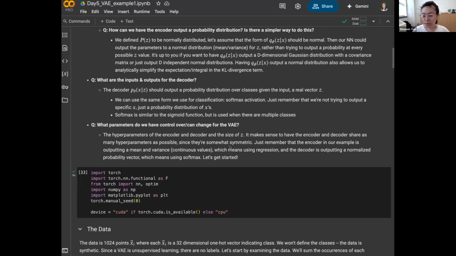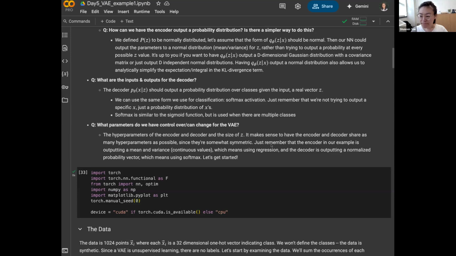Then we should also think about what kind of parameters we actually have control over in this VAE. Of course, the networks themselves, just like the hyperparameters for all of the regular neural networks, so layers, nodes, all of that is tunable here as well. We do try to make those two symmetric simply because it's usually the case you want to reduce dimension and then regenerate the same thing. So if you have more strength on one side or the other, that's usually a little bit unbalanced, but it's not a hard and fast rule.